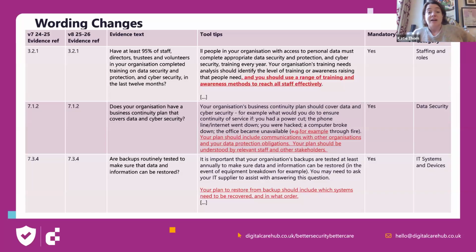For the question around business continuity plans, which cover data and cybersecurity, you must make sure that your plan includes communications with other organizations and your data protection obligations. So that means that you need to list any other organizations you work closely with, potentially who might have access to your data or who you share data with, to let them know if there is something which they should be aware of, particularly if it's relating to a cyber breach or a data protection incident which is reportable.